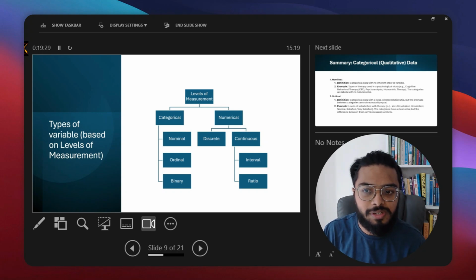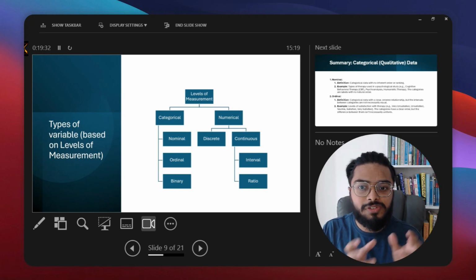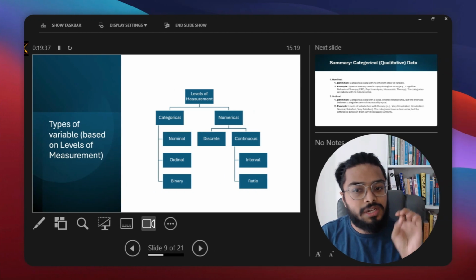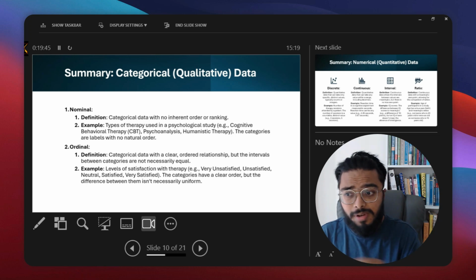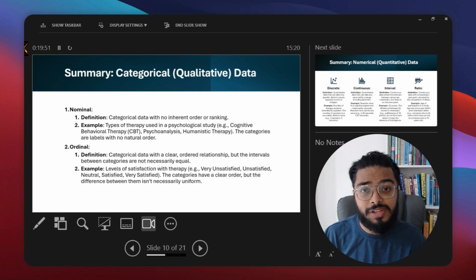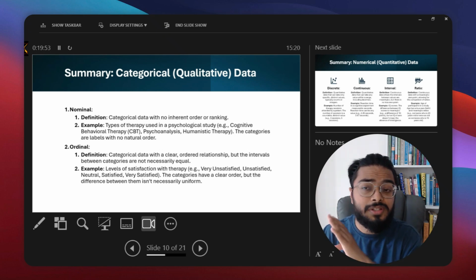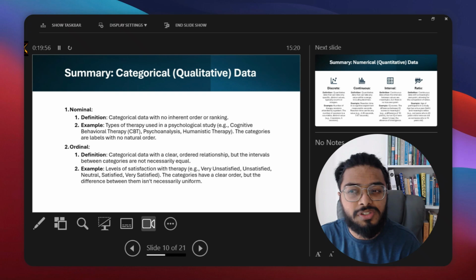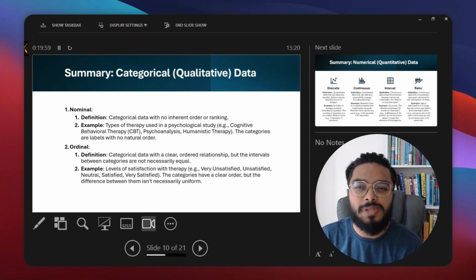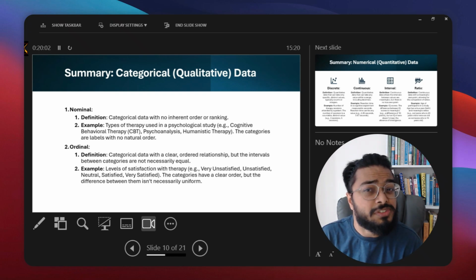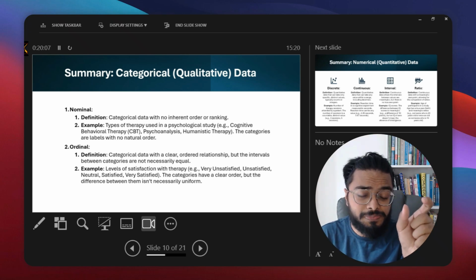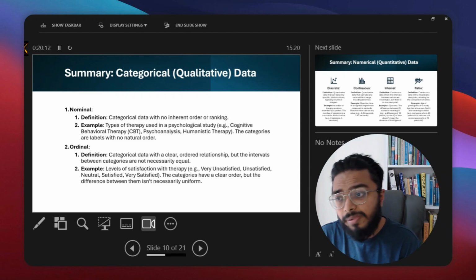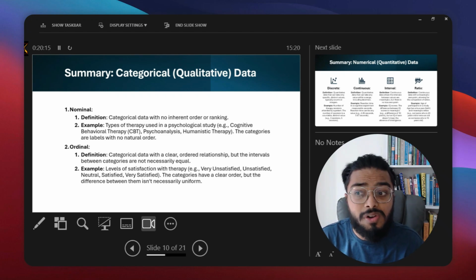Then there are numerical variables, and we have discrete and continuous. Within continuous there are interval variables and ratio variables. Now I'll walk you through a couple more examples for each of these to help you get a clearer understanding. So for a nominal variable, like I said, there is no inherent order or ranking. Examples would be type of therapy: cognitive behavioral therapy, psychoanalysis, humanistic therapy. So if the type of therapy is the variable, then that's a nominal variable. These categories have no natural order.